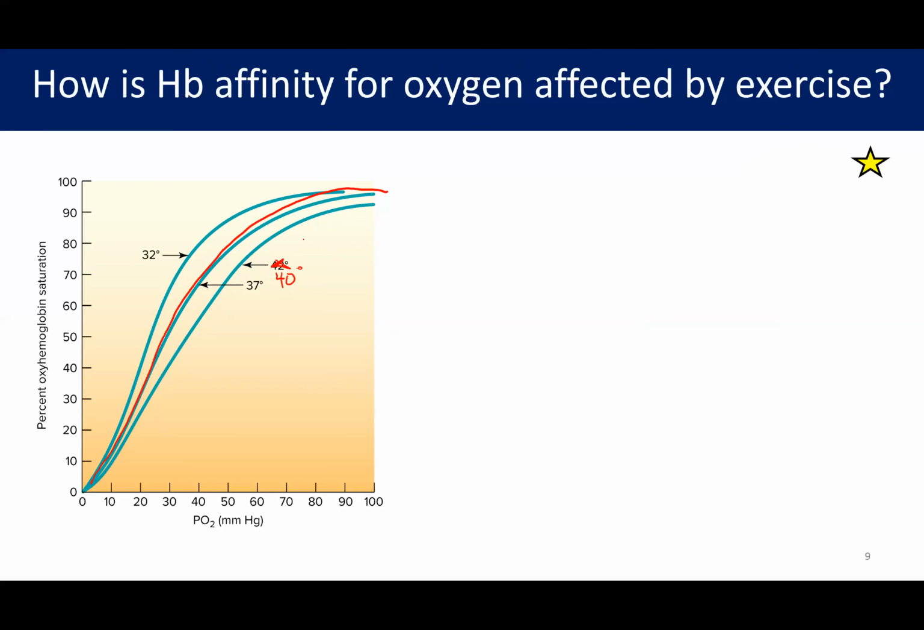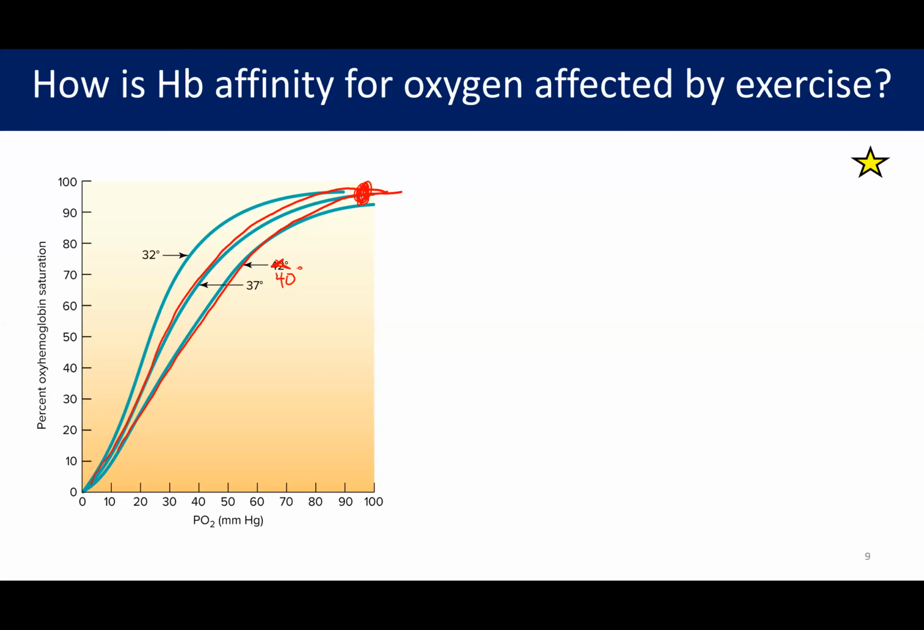Why would this be beneficial? Well, let's look at the nature of the curve. By shifting to the right, because we have this plateau, when we're in the lungs, it's not going to affect our saturation at the level of the artery or the lungs. We'll still be able to bind hemoglobin with oxygen and load the school bus, so to speak.